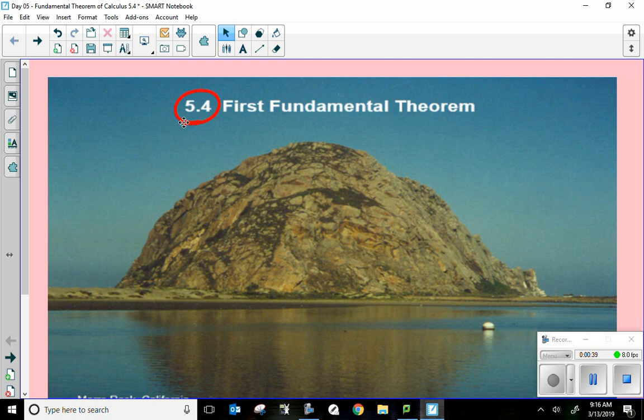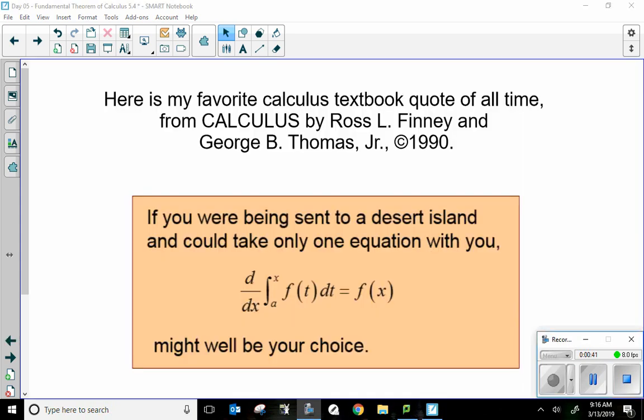So let's proceed. Here's my favorite calculus textbook quote of all time, from Calculus by Ross L. Finney and George B. Thomas Jr., copyright 1990: If you were being sent to a desert island and could take only one equation with you, this one might as well be your choice. I don't know why. That's confusing.